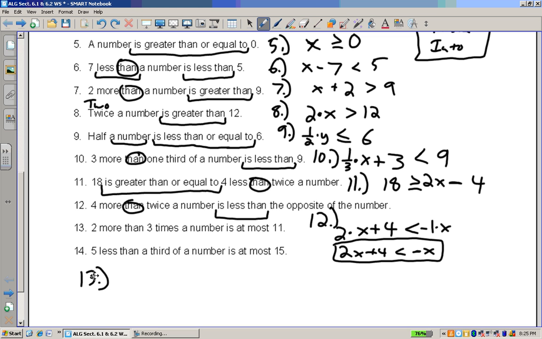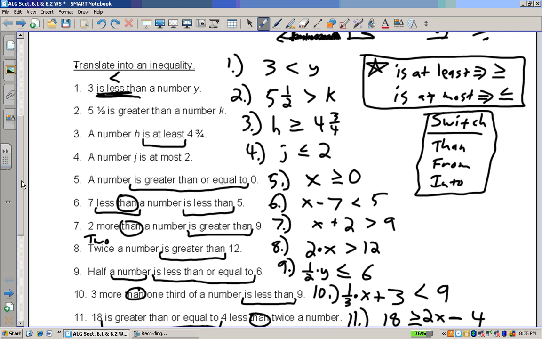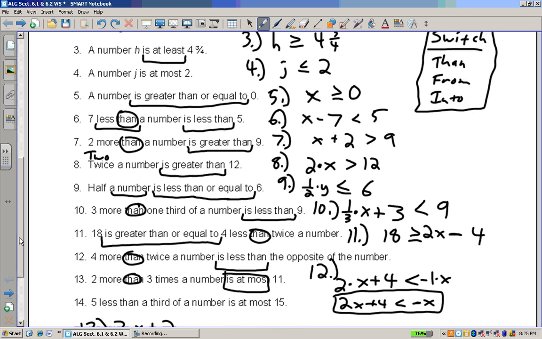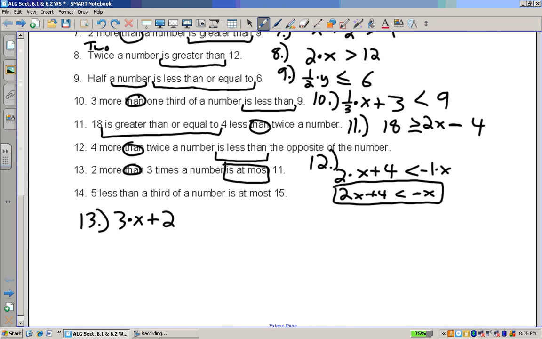Okay, number 13, let's move down here. 2 more than, switch, and more than is addition. 3 times a number, so say x, is at most, be careful, remember looking up here, at most and at least, they're the opposite of what you would think. So is at most is actually less than or equal to the number 11.